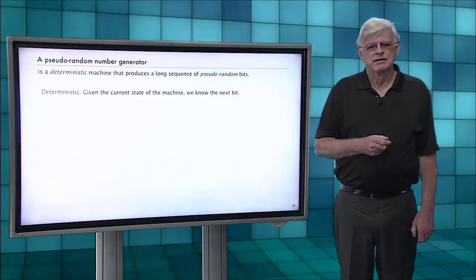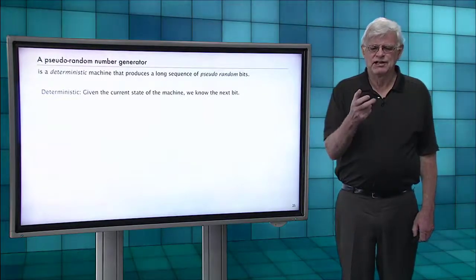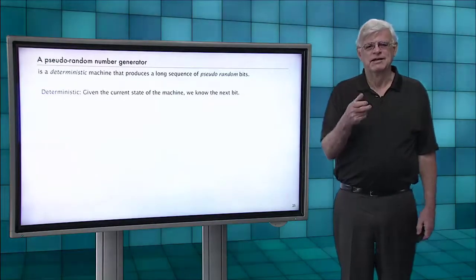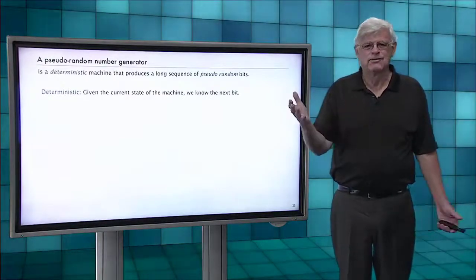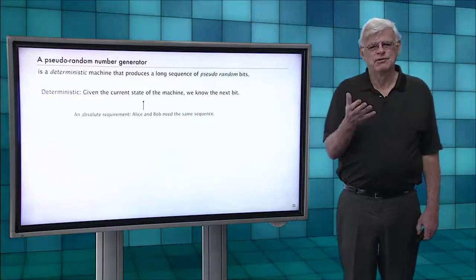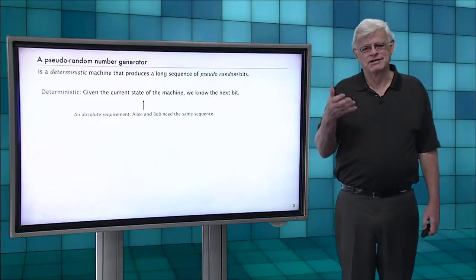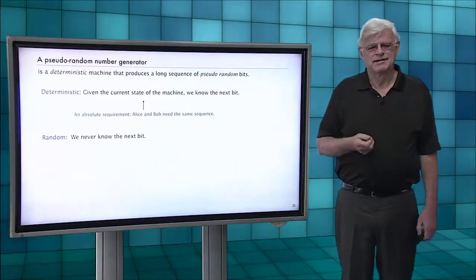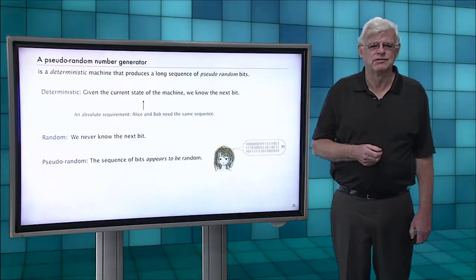So let's look at what these words mean. Deterministic means that if the machine's in some state, we can figure out what the next bit is. It's well determined what the next bit is. That's almost the opposite of random. For a random sequence of bits, we don't know what the next bit is. But it's an absolute requirement for our encryption application, because we need to know that Bob's going to get the same sequence that Alice put in. So that's a tension that definitely informs the designs of these types of machines.